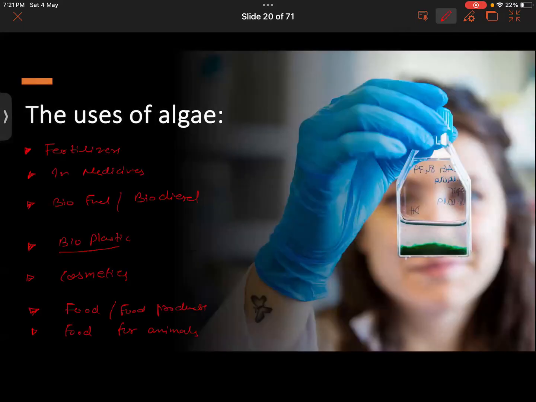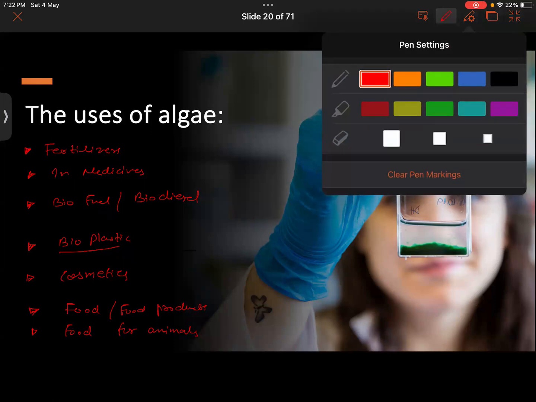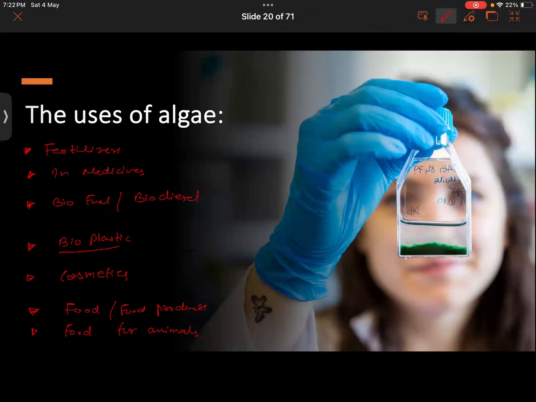Okay, now. Also in the exam, if a question comes like write the uses of algae, if you just write this much of points, it is sufficient. But it is also important for us to have a general idea of how it is being used as fertilizers, how it is being used as bioplastics, how it is used for prevention of pollution. So that's why I have given you a general idea.